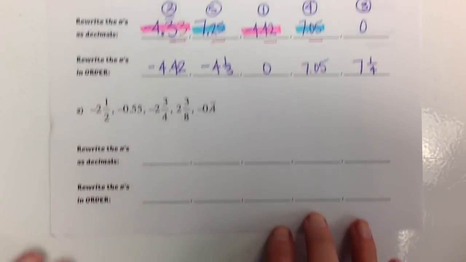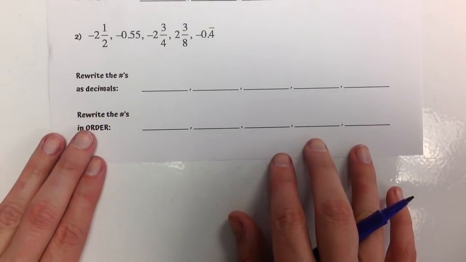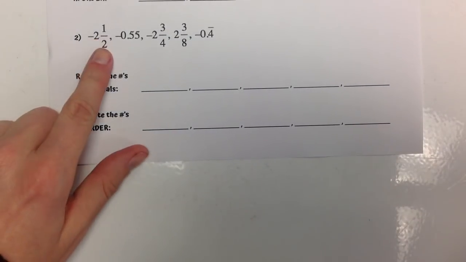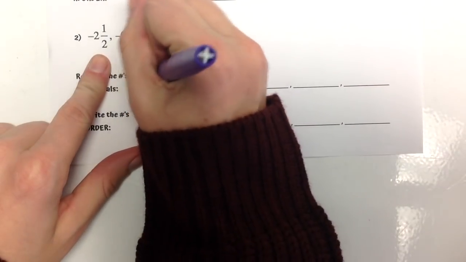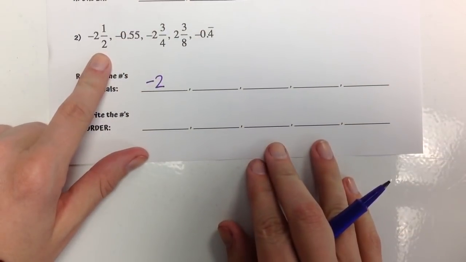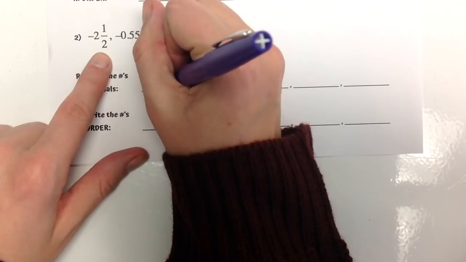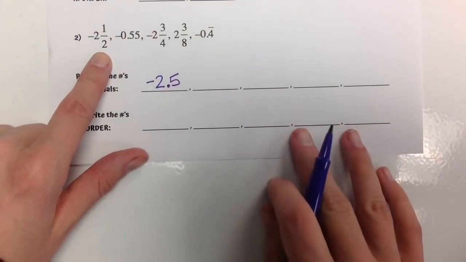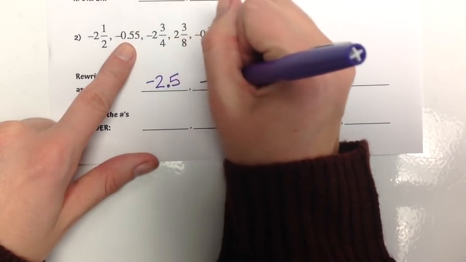All right, let's try another example. So first thing we are going to do is rewrite them as decimals. So -2 1/2. Again, maybe you know the conversion by heart, but if not, use your cheat sheet. 1/2 is 0.5 or 5/10. The second number is already a decimal.